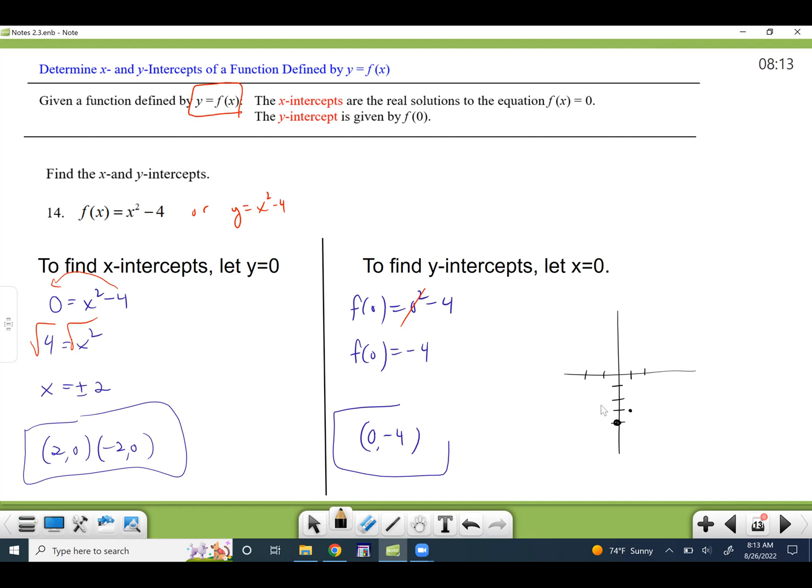This is the graph of it. Just accept it for right now if you didn't know. But you can clearly see there's the 0, -4. And here is 2, 0 and -2, 0. So this all makes a ton of sense once we see that graph. Definitely this is correct.